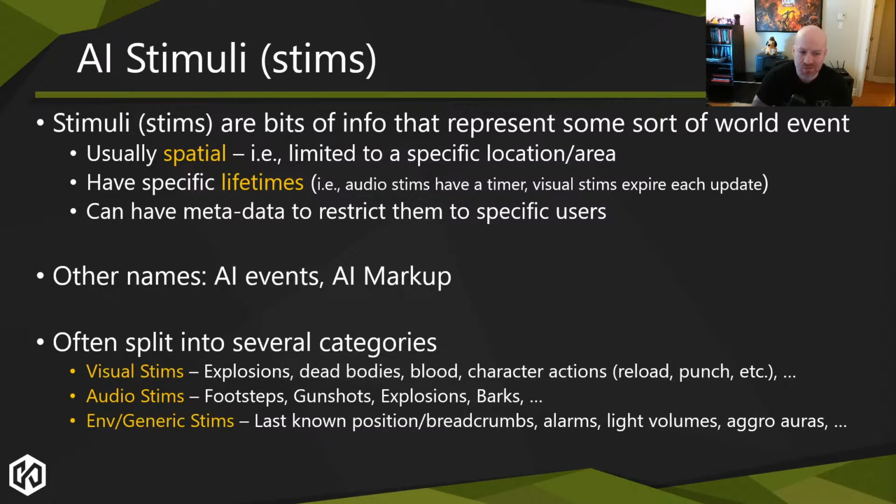Generally, we have like 2 or 3 categories, visual and audio. They're kind of self-explanatory. What can I see? What can I hear? There's also sort of generic ones, which are things like the last known position of a character. It's not something that's visible or audible. It's just, hey, it's a piece of information. I might generate a stim. The player might leave breadcrumb stims to help the AI chase them, because we want to fake a bunch of stuff. We don't really want the AI to be aware of where the player went. It's like, no, just leave a trail of breadcrumbs that the AI can follow.